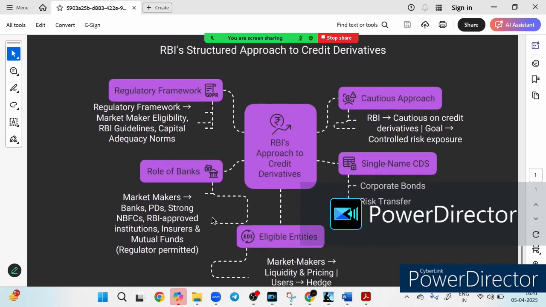Now friends, let's look at this particular point. Credit derivatives are a powerful tool for managing risk, but without proper regulation, they can become a ticking time bomb, right? It can become a time bomb, just like what happened in 2008-2009. So how does RBI handle this instrument? What is the RBI approach? Let's dive into the RBI's structured approach to credit derivatives.